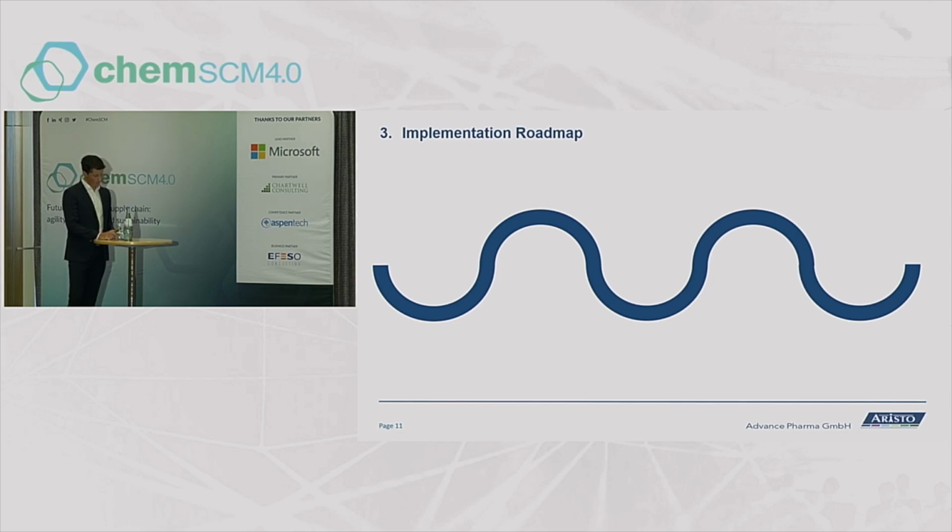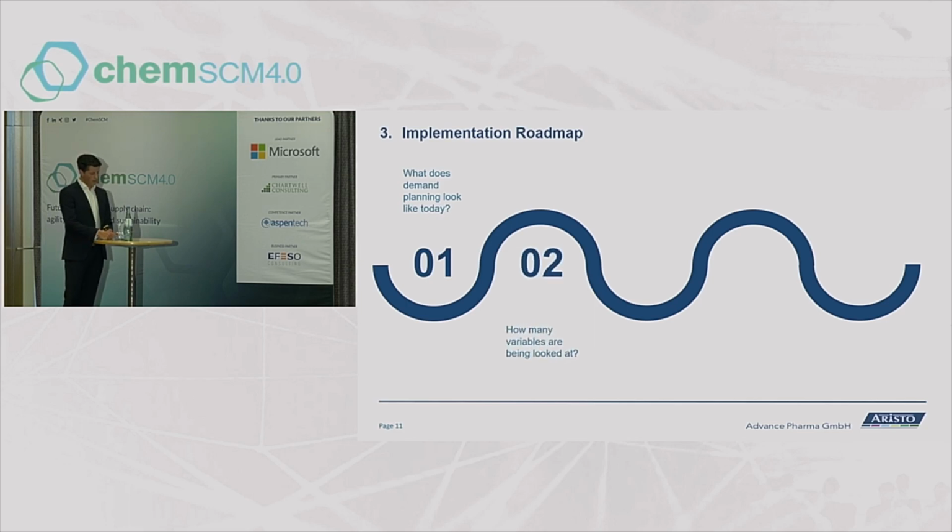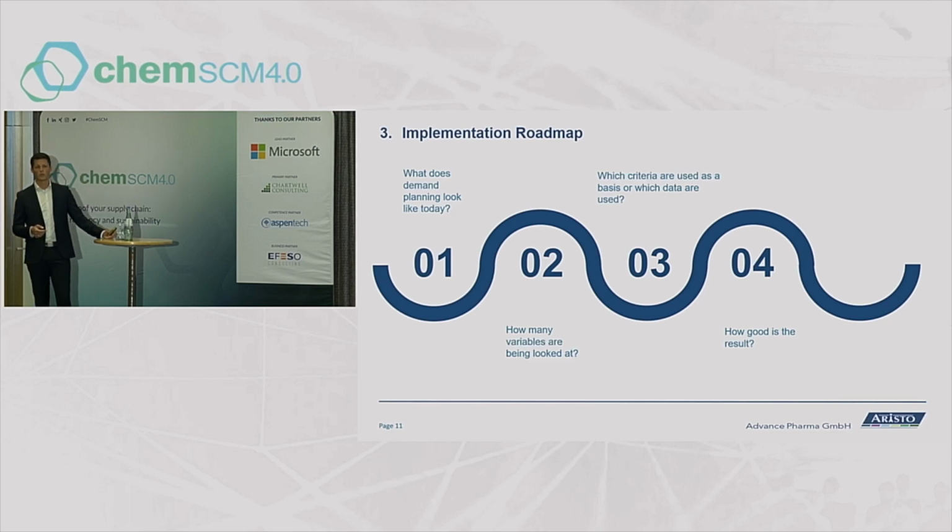Okay, and how do we implement this artificial intelligence in our company now? I recommend to first look into how your demand planning is working today. Which data are your buyers or planners looking at, like sales, forecast, inventory, demand, lead times, which criteria are used, how good are the results? So you should make that measurable. You maybe also want to talk to experts in the market and compare your results.